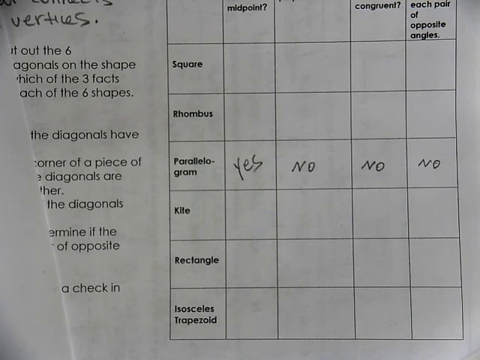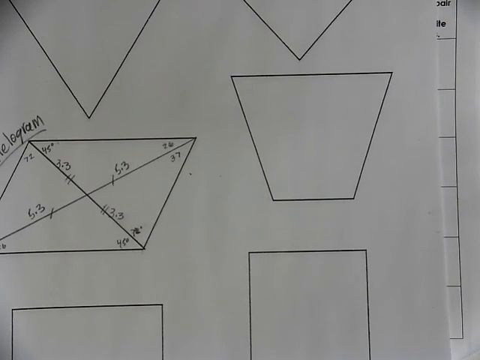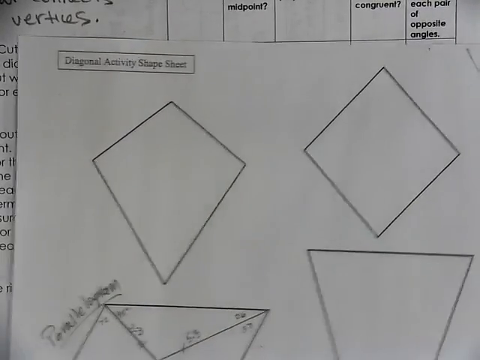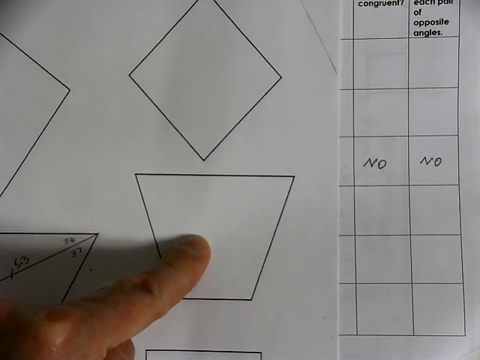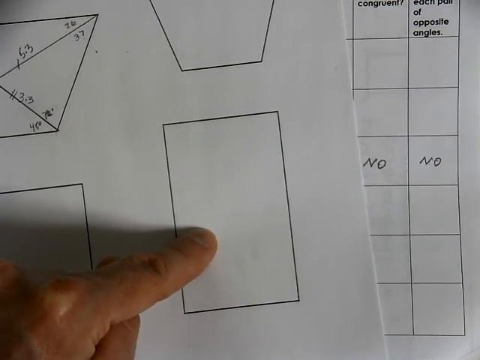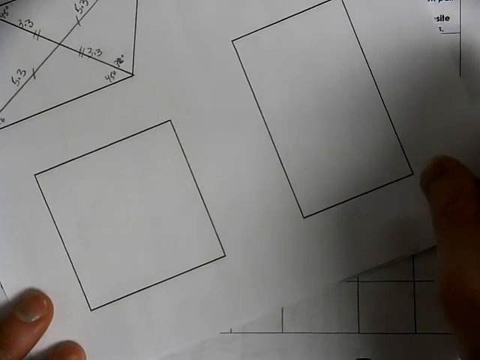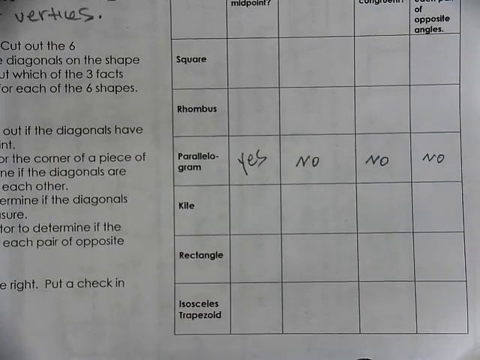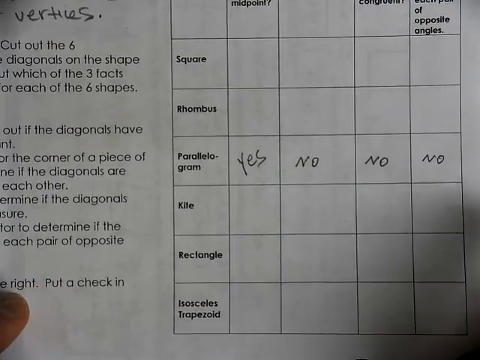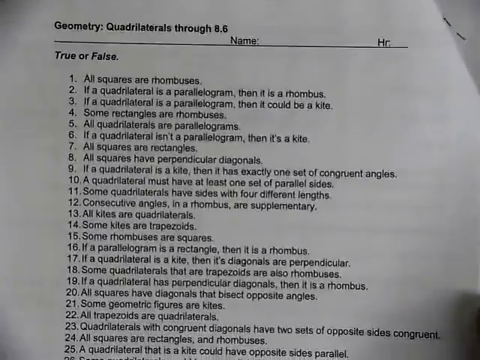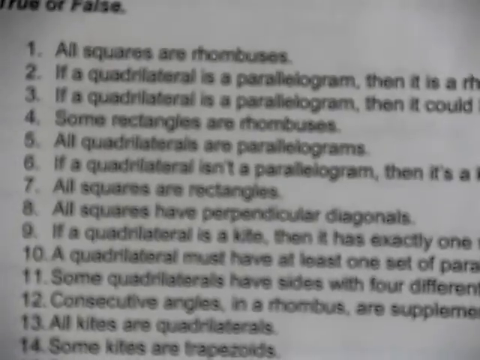Now you can continue and go through with the rest of the shapes. You have a kite. You have a rhombus. You have a trapezoid, probably closer to an isosceles trapezoid, a rectangle, and a square. And you can go through and test those out. After we get done with those, on the very back, there is a list of true and false questions.